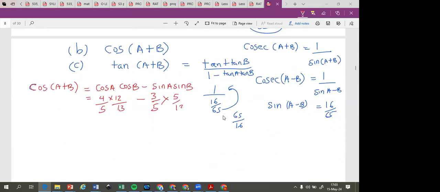Then you multiply 4 times 12, that is 48, out of 5 times 13, which is 65, minus 3 times 5, which is 15 out of 65. So when you subtract the two, you end up with 33 out of 65. So probably it was the subtraction, something like that.